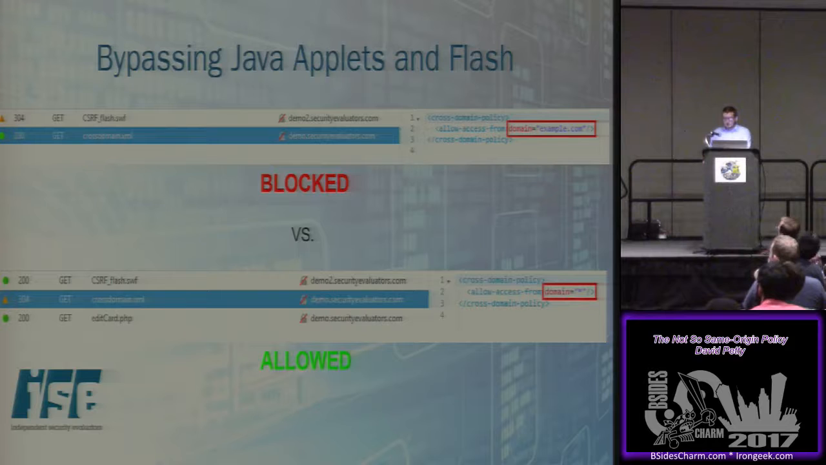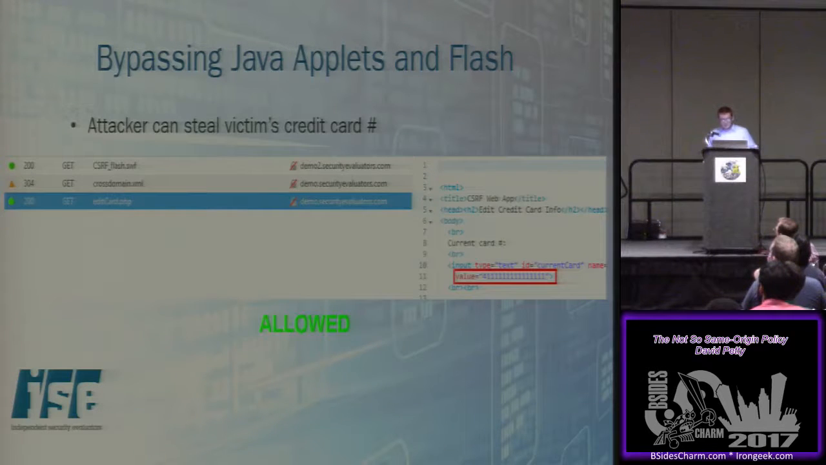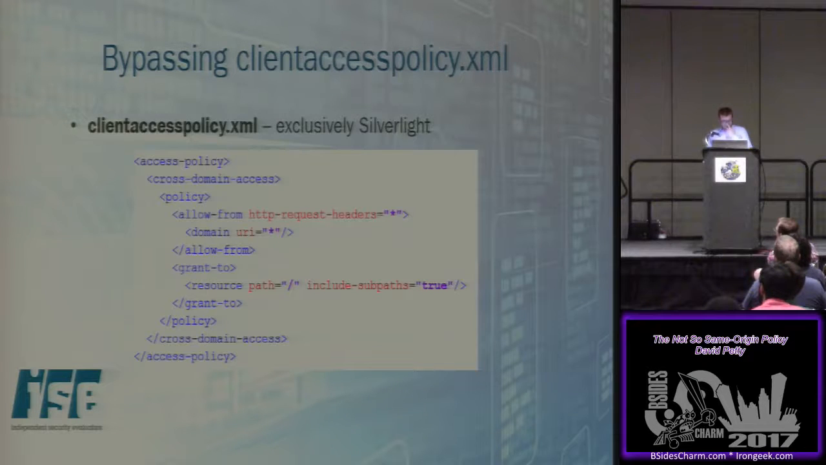So you can see in your developer tools, if you have a cross-domain XML policy of example.com, visiting this malicious page on demo2.security-evaluators is going to get blocked. But then if you have a wildcard policy, you can see that editcard was sent and received a response. And there is the response from editcard, which has the victim's credit card number. So that's just another example of the attacker just using a GET request to access sensitive data. Okay.